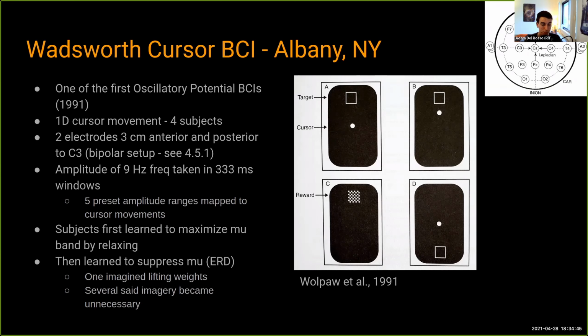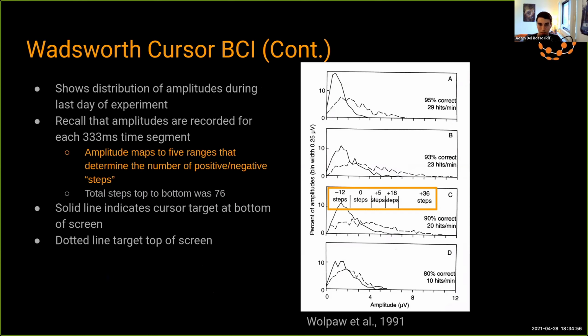So the user imagined moving their right hand. Some people imagined lifting weights. That was a downward movement. And we saw a decrease in amplitude in that 9 hertz band. So this chart really shows this well, but it might be a little confusing to look at. So I'll try to explain it here.